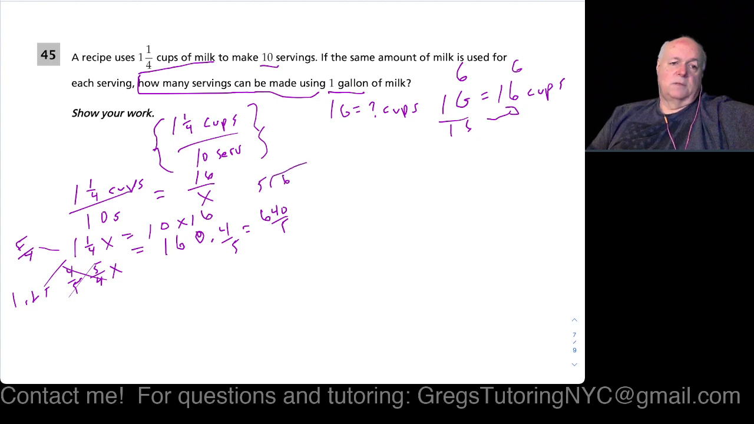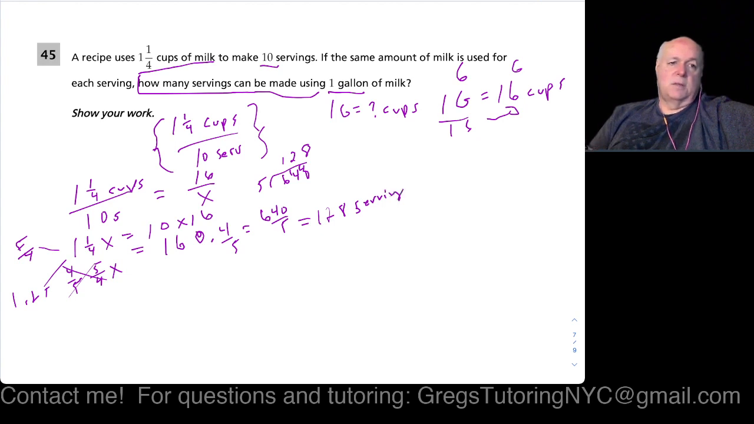5 goes into 6 is 1 with 1 left over. Right? 5 goes into that twice with 4 left over. 5 goes into 40 8 times. So that's equal to 128. 128 what? 128 servings. Okay. We could have used the 1.25.